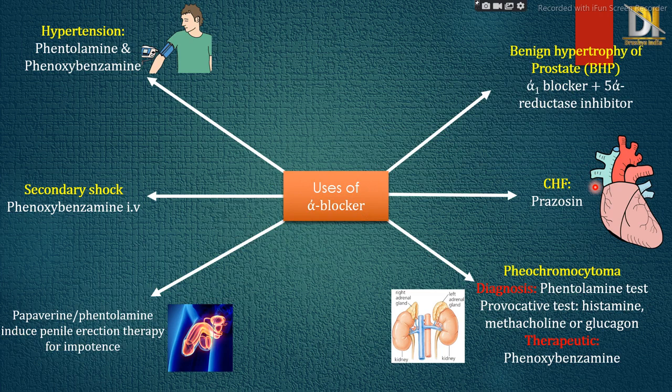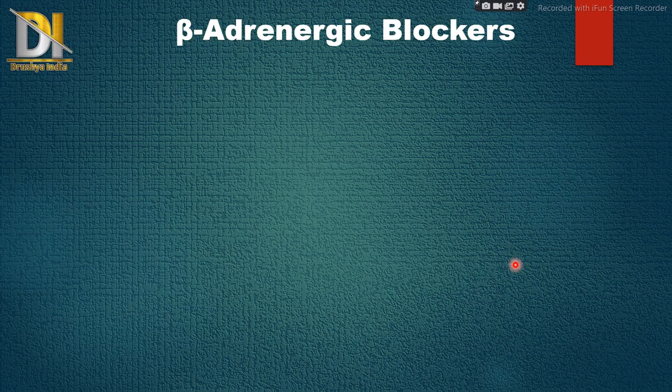Then next is benign hypertrophy of prostate. For this, an alpha 1 blocker and a 5 alpha reductase inhibitor are used. The example of a 5 alpha reductase inhibitor is finasteride. The 5 alpha reductase enzyme helps in conversion of testosterone to dihydrotestosterone. So these inhibitors block the conversion of testosterone to dihydrotestosterone. The example is finasteride. Till now we have seen alpha blockers, that means their classification, uses and actions.